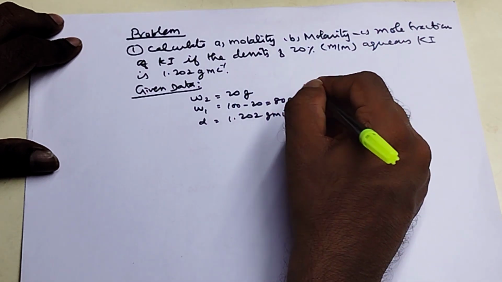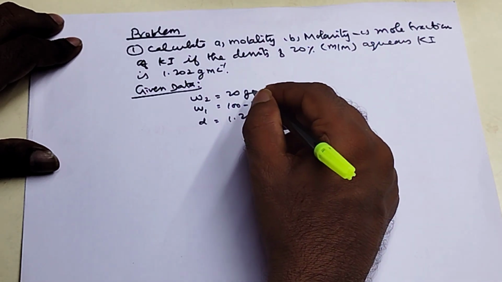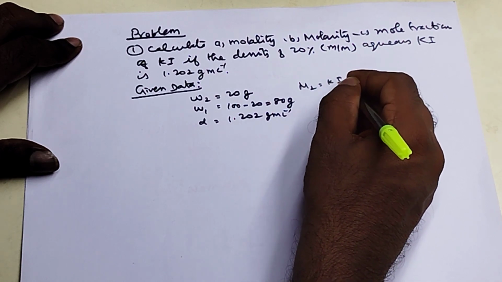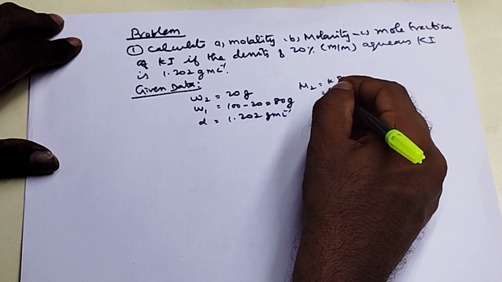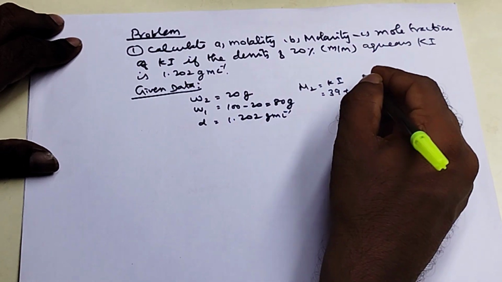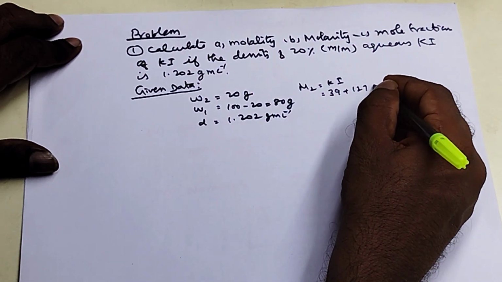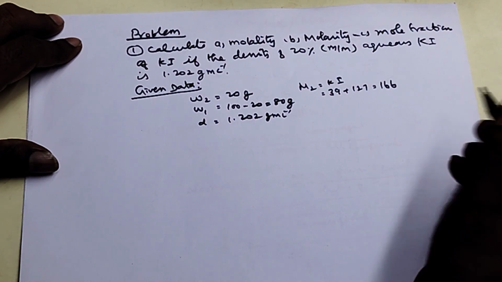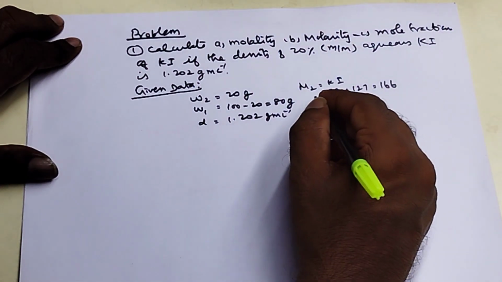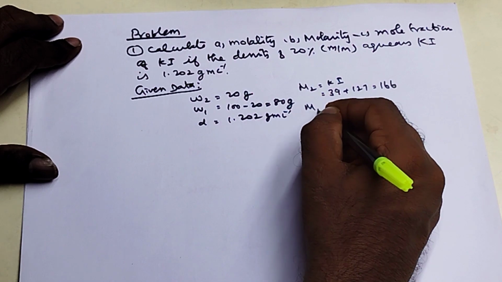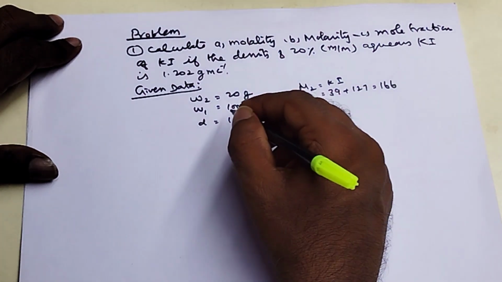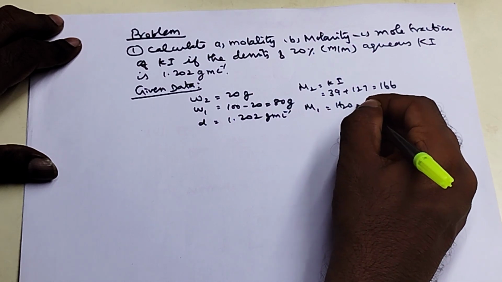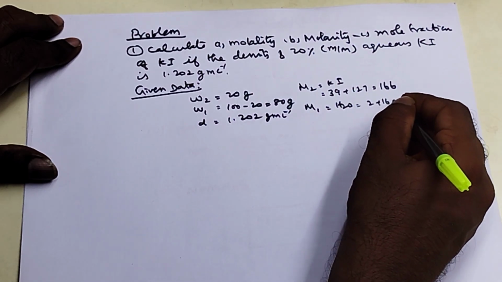This solute is KI, so we can calculate its molar mass. The atomic mass of K is 39 and I is 127. If we add these two, we get 166. That is the molar mass of KI. And what is the molar mass of water? Because it is dissolved in water only, aqueous solution means water. So H2O is 2 plus 16, equal to 18.